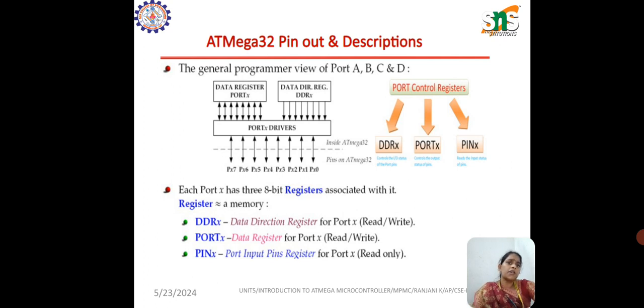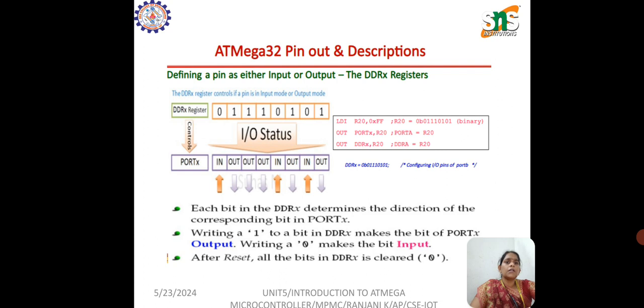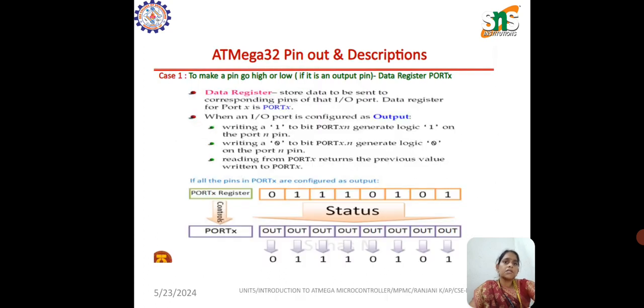Each port has an 8-bit register, that is the data direction register, and the port input pins register. Here we define a pin either as an input or output. In this block, each bit of DDR determines the direction of the corresponding bit in port X. Next, to make a pin go high or low, the data register stores data to be sent to the corresponding pins of the input output, and this is the data register for port X.